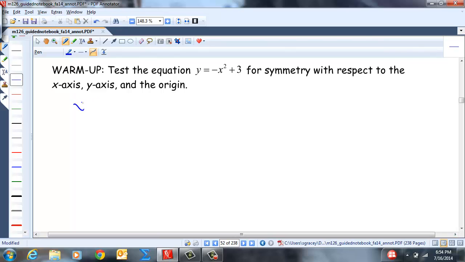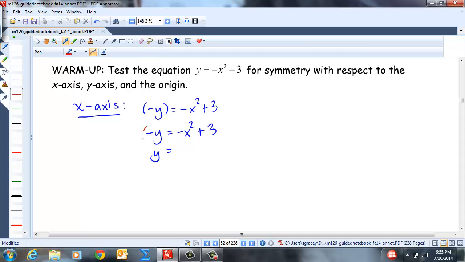So testing for symmetry, starting with the x-axis. So remember, for the x-axis, we replace y with negative y and see if we get the same equation. And do you see we will not get the same equation if you isolate the y and by multiplying through by negative 1, you would end up getting positive x squared minus 3, which is not the same.